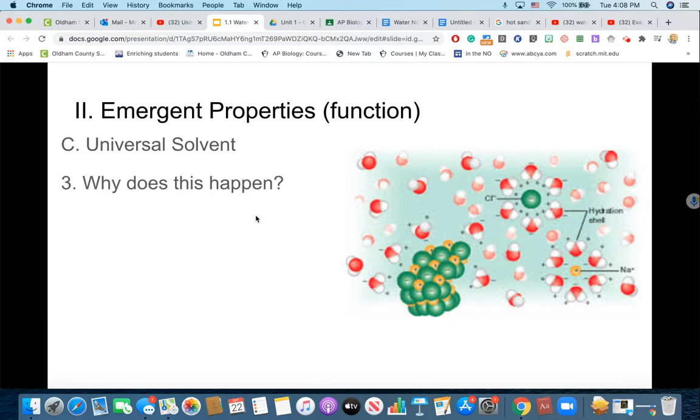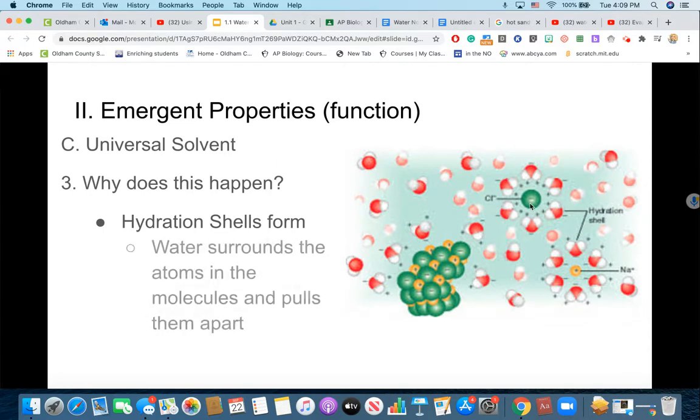And let's talk about this last section of why does this happen? Well, we discussed the charges, right? Because there are positive and negative charges both on a water molecule, it can attract to pretty much everything. What I want to introduce you to is this word called hydration shells. So hydration shells are what we call water surrounding a particular molecule or atom. So these hydration shells will form, they will surround the molecule, and they will pull the overall substance apart piece by piece by piece.